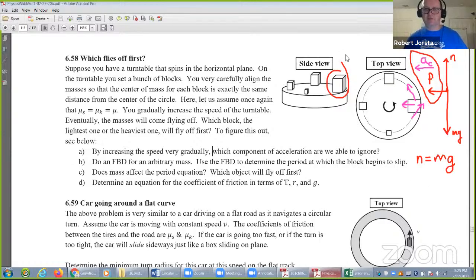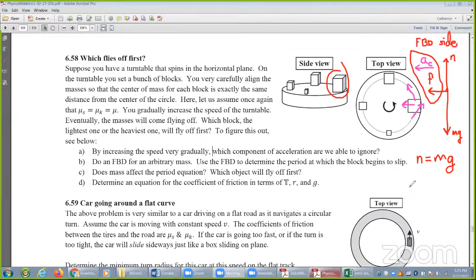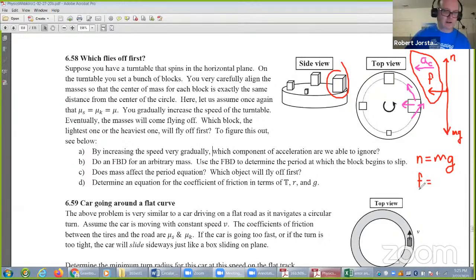You could throw it in the chat. That way you don't have to speak up. It's okay to be wrong. All right, anybody? Anybody? Is it F equals MAC? Yes, it is. F equals MAC. Oh, thank you, Mark.